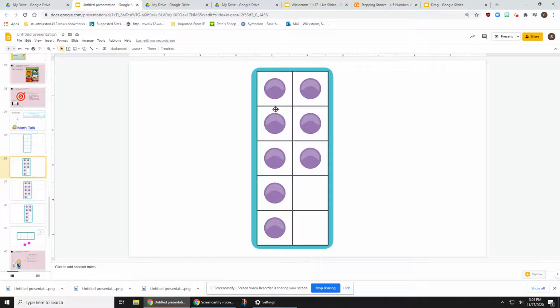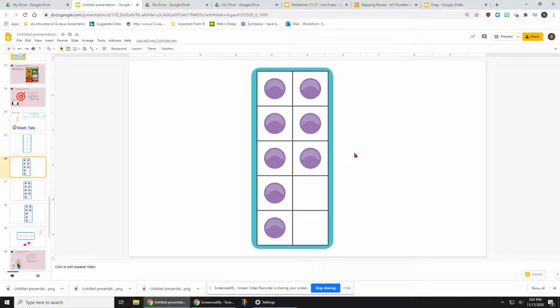So I know that on this side of the 10 frame, there's 5 spaces, and I know that from the other day when we worked with 5 frames that this is 5. And after 5 comes 6, 7, 8. The other way to find it is just to count all of them. 1, 2, 3, 4, 5, 6, 7, 8. So either way works. So there is 8. So we have 8 purple counters.